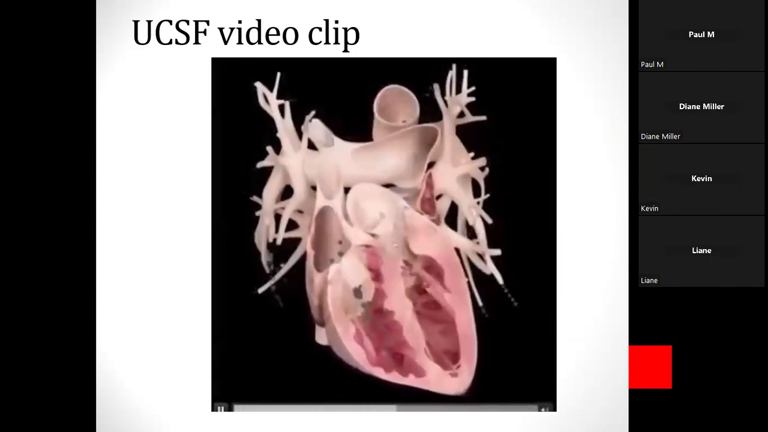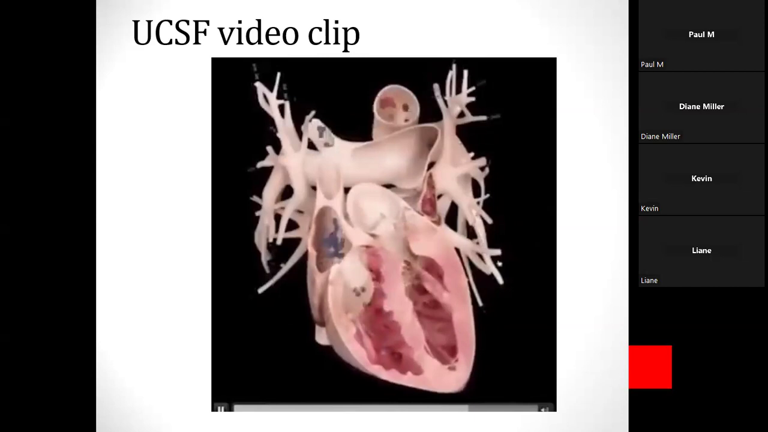So if you have a problem with the valve, sometimes the valves just get what we call leaky, and sometimes they get kind of stiff. But either way, they just don't open and close correctly. The blood does not move through the heart correctly. If the blood doesn't move through the heart correctly, then you can get enlargement of the heart, but also the blood doesn't get out to the rest of the body correctly.